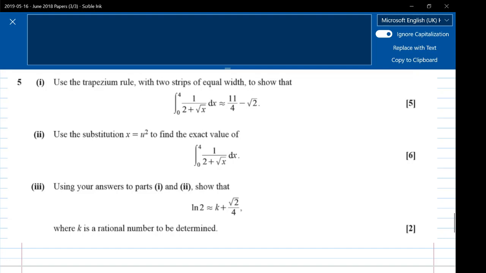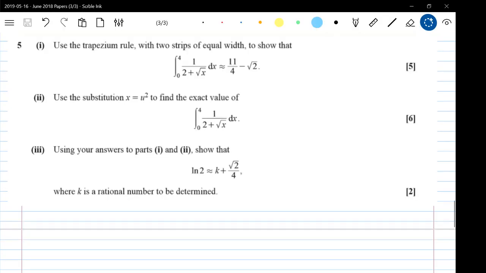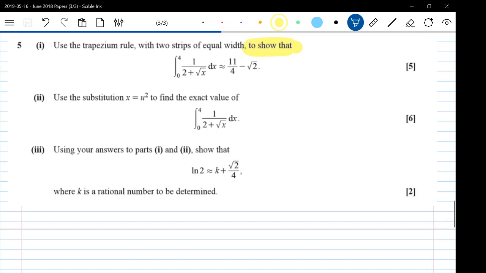Right, question 5. Now, it doesn't say detailed reasoning, but it does say show that. And if you have a show that question, then you are going to have to go into detail with this. So it's another way of saying you show detailed reasoning. You've got to do all the steps.